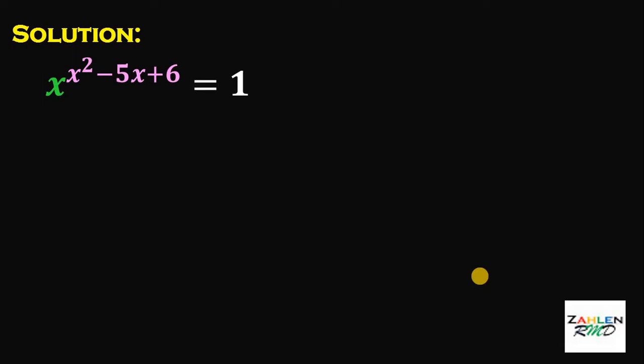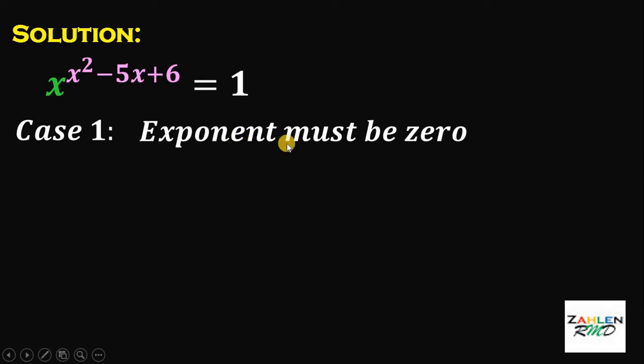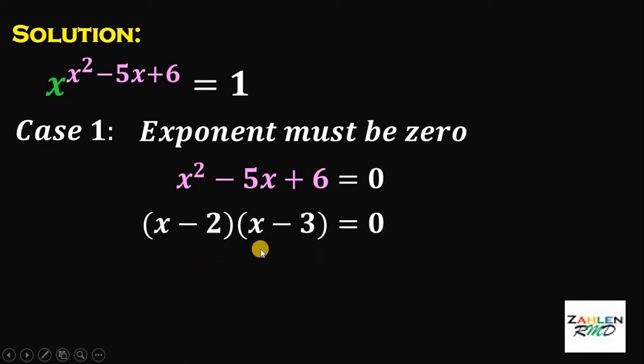To answer this question, we need to have some cases. So let's start with case number 1. For case number 1, since it is equal to 1, the exponent of the base must be equal to 0. Therefore, we have x squared minus 5x plus 6 equals 0. Factor out x squared minus 5x plus 6 into x minus 2 times x minus 3, and don't forget that it is equal to 0.